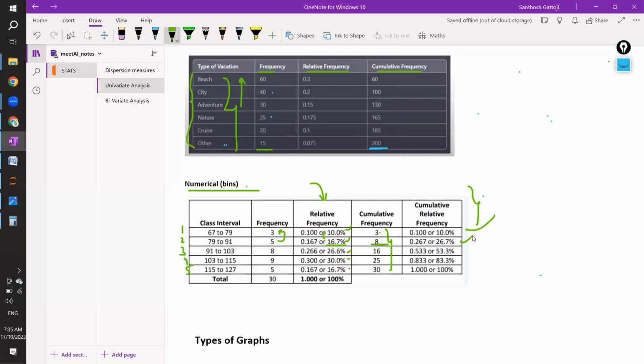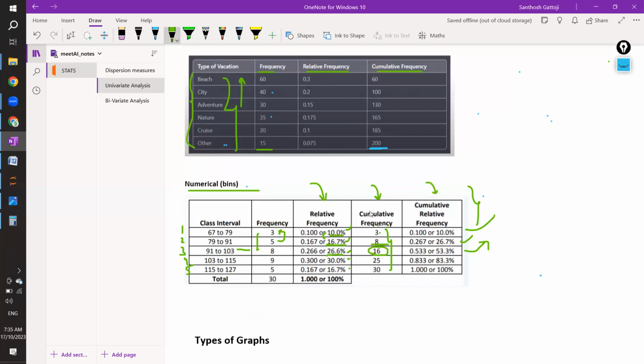Clear? This normal cumulative frequency is what? For 91 to 103, if you calculate normal cumulative frequency, it is this value plus all its before values. 8 plus 5 plus 3. How much is it? 16. Agree? That is cumulative frequency. Now, similarly, what is cumulative relative frequency? Adding all the relative frequencies, 26.7 plus 16.7 plus 10. That means what? 53.3. Agree?